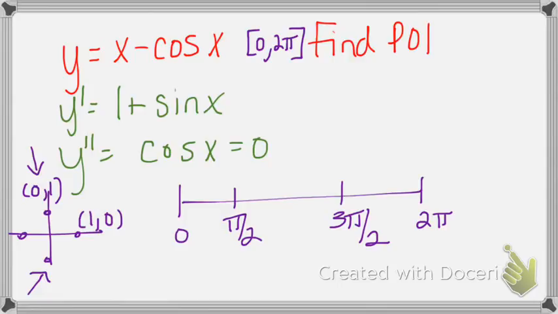So I'm going to start off with picking a number between 0 and pi over 2. Well, that's talking about the first quadrant. I know that cosine would be positive because everything's positive in the first quadrant. Then I'm going to pick a number between pi over 2 and 3 pi over 2. And so that would be both of these sides.